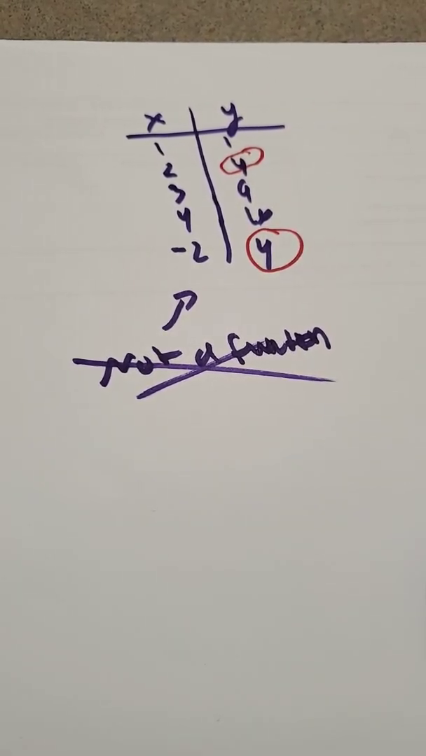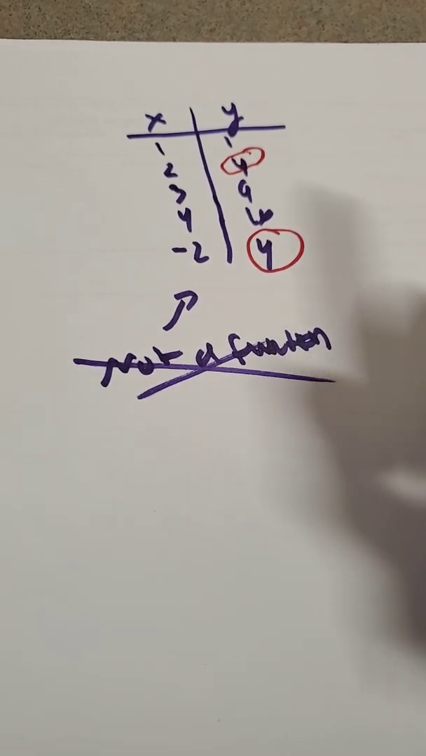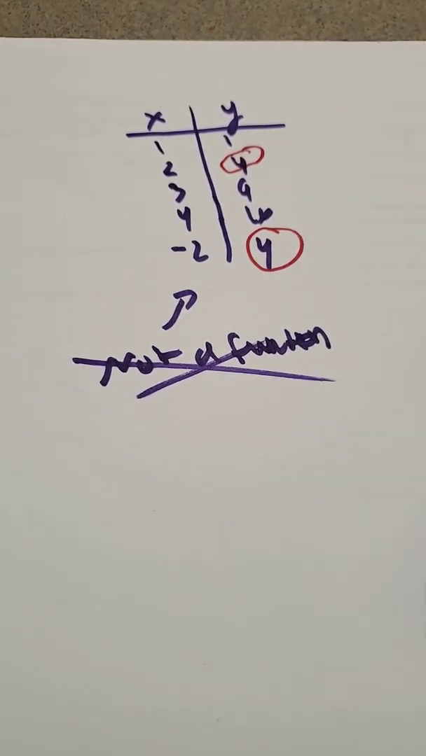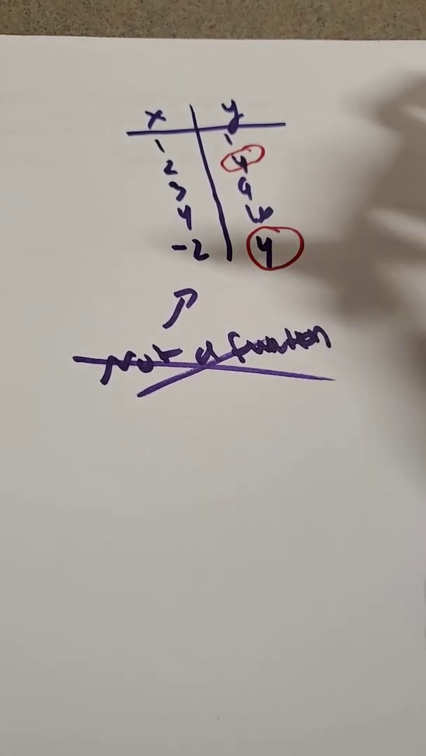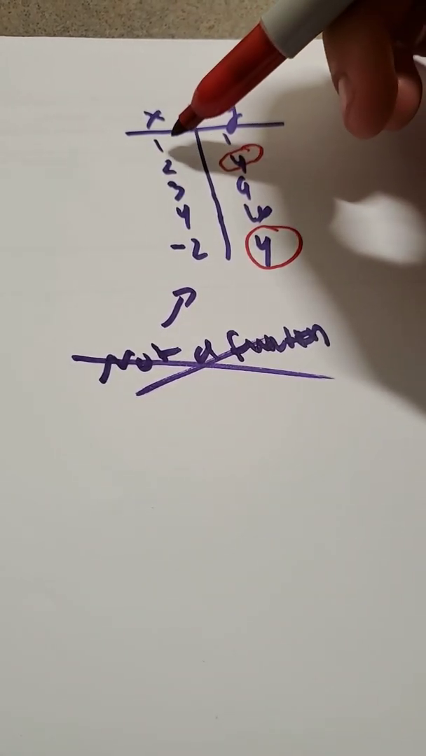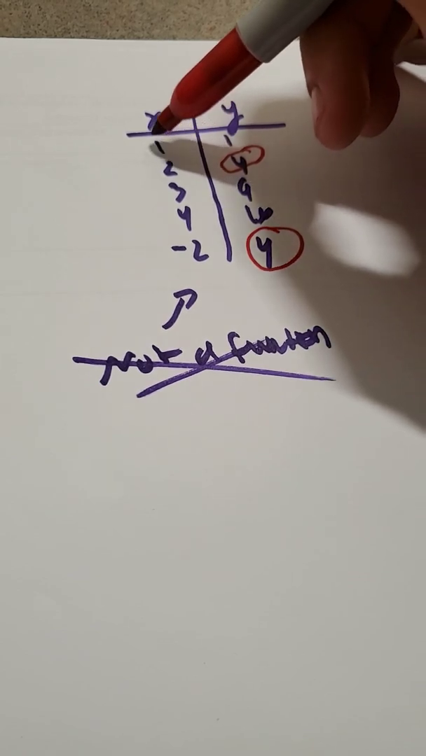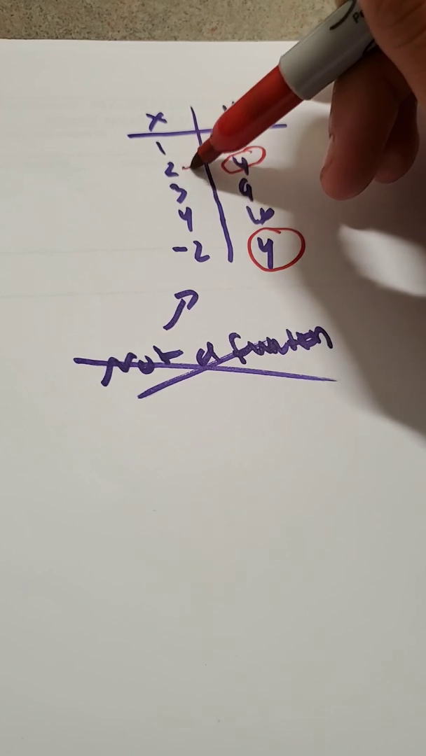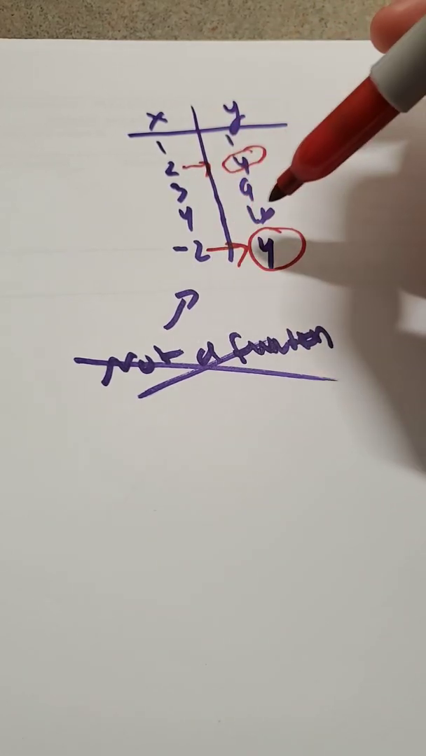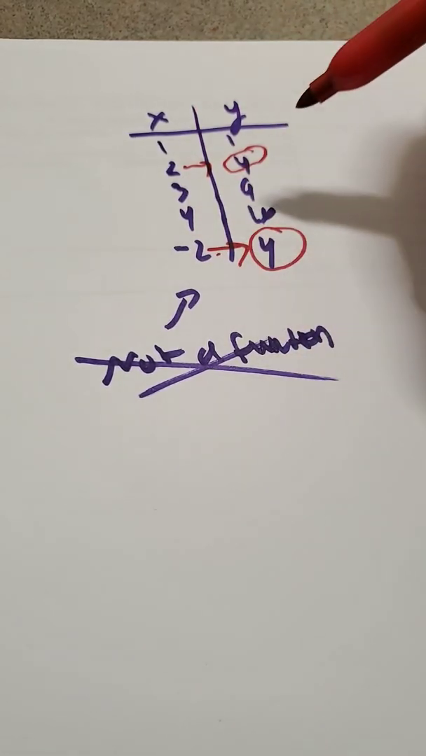Well, graphically, this would pass the vertical line test. If we were to plot the points and connect them, it would pass, and it would be a function. But also, you guys want to see there isn't any x values that are the same. This 4 here is repeated, yes, but the x values are different.